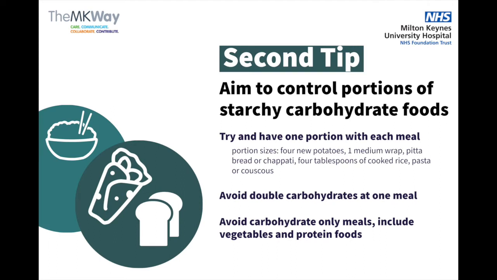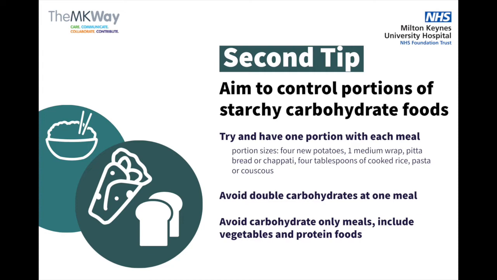Secondly, you should aim to control your portions of carbohydrate foods. You should aim to spread your carbohydrate intake throughout the day. For example, if you have 3 meals per day, aim to have 1 portion at each meal. Some examples of 1 portion of carbohydrate include 4 new or egg-sized potatoes, 2 medium slices of bread, 1 small or medium wrap or pita bread, or chapati. For cooked rice, cooked pasta, and couscous, it's recommended to have 4 tablespoons or a fist-sized amount as a portion.